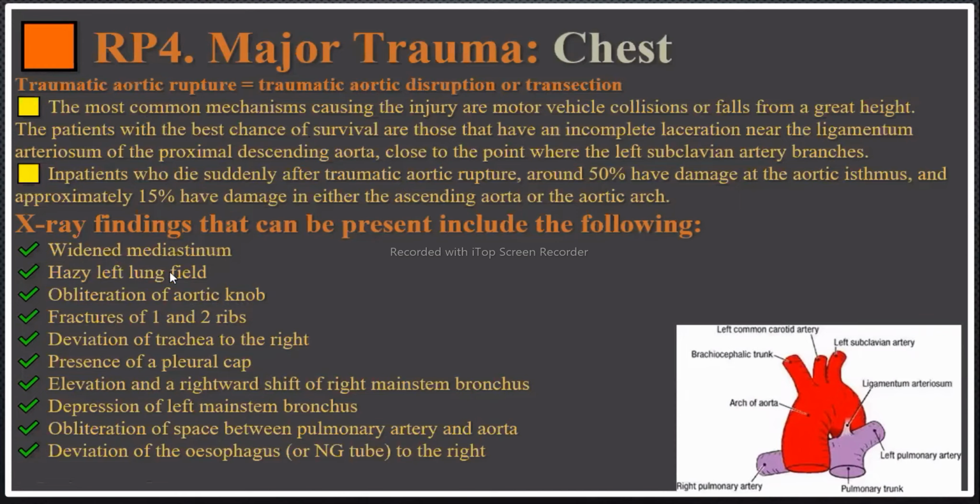Okay. Also, in your practice in real life, any patient with fracture in the first and second rib, you have to consider that. Presence of pleural cap, elevation and rightward shift of the right mainstem bronchus, depression of the left mainstem bronchus. So you have to be familiar with these features. Maybe they will give you options in the exam, so you can choose. Okay, deviation of the esophagus. If you are inserting a nasogastric tube, maybe it's deviated to the right.